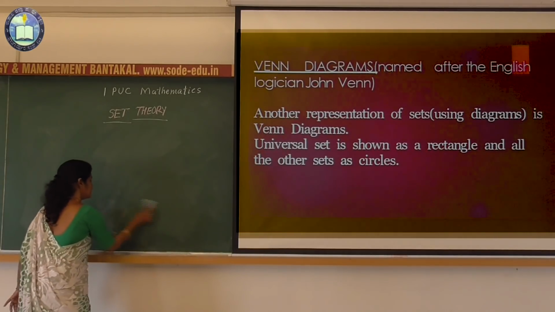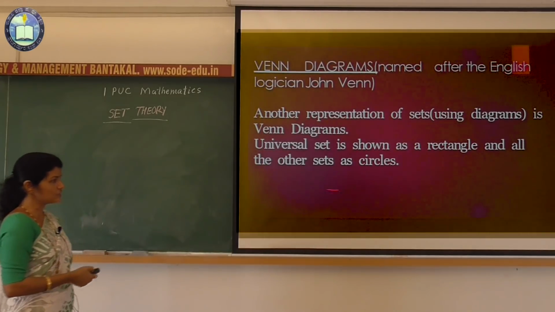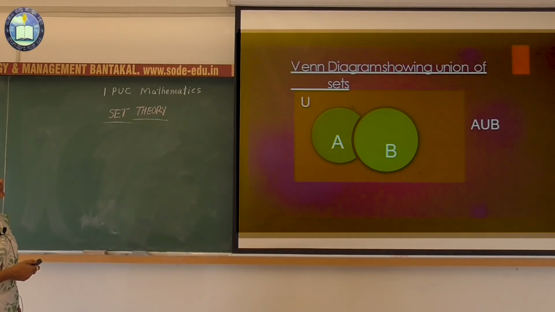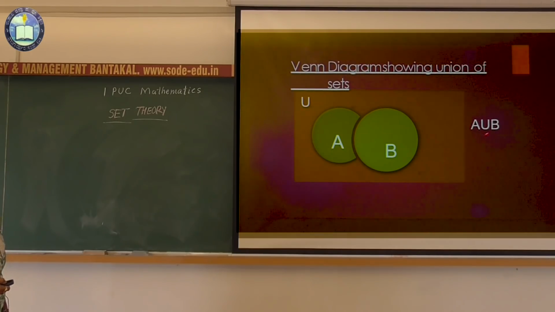So, the general representation for the universal set is a rectangle. All other sets are indicated using circles. Okay? Consider a Venn diagram showing union of sets now. Consider U, this is the rectangle showing the universal set. Consider two sets, A and B. So, how to indicate A union B? You have to merge those two and write the repeated entry only once. So this is a diagram showing A union B.